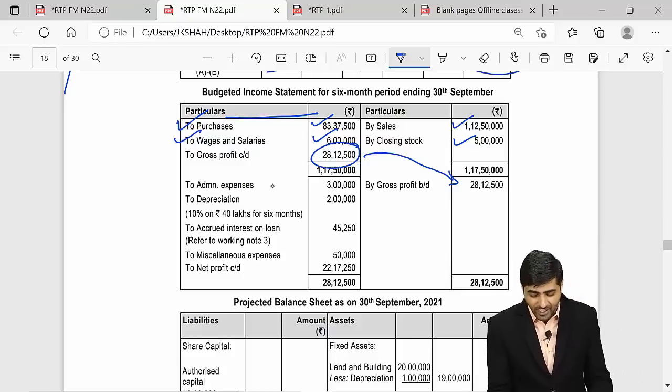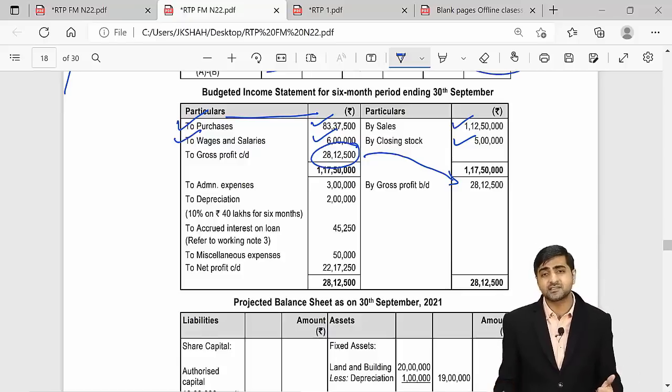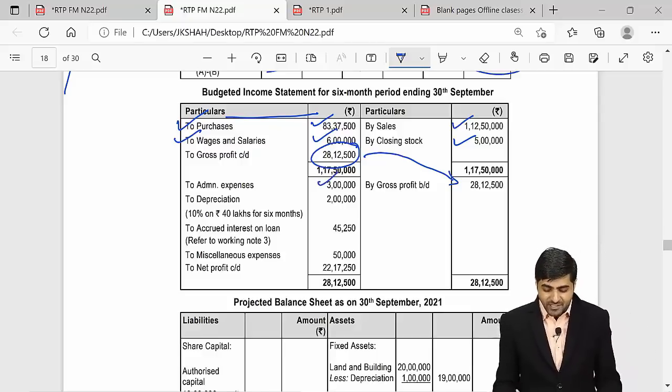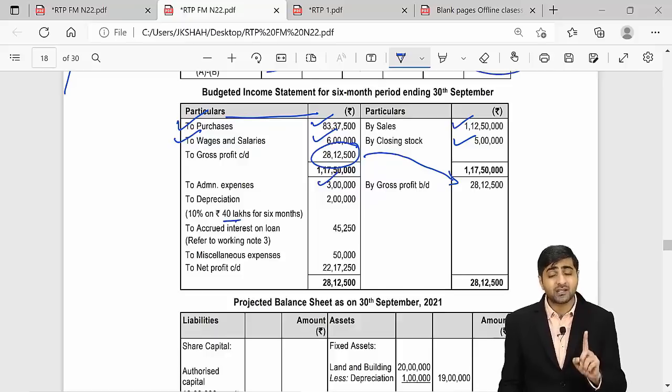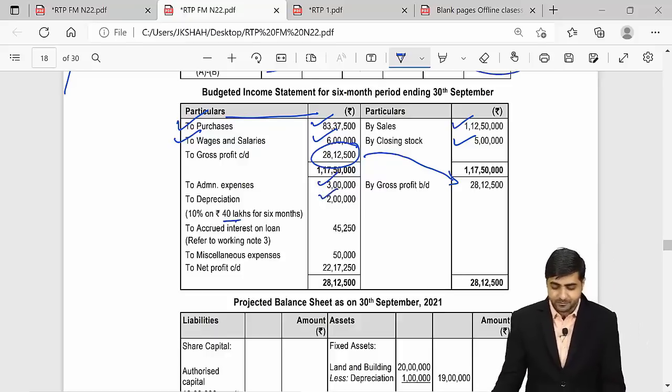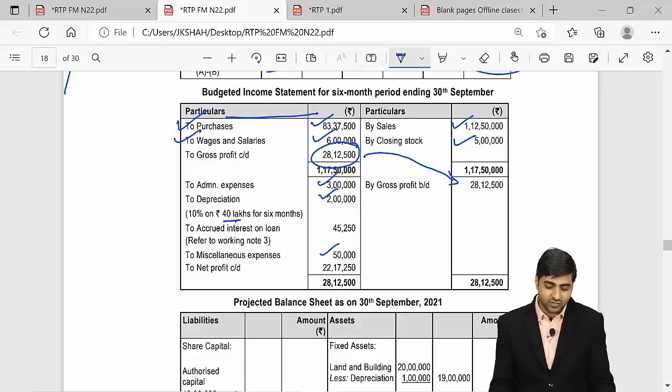And this GP will be brought down here. And then there are some admin expenses. How did you get these admin expenses? 50,000 rupees per month, which you have to multiply by 6. So that will give you 3 lakh rupees. Depreciation will be 40 lakhs at the rate of 10%, but this is for 6 months. So that's why only 2 lakh will be taken into consideration. Miscellaneous expenses, we have 50,000 rupees.